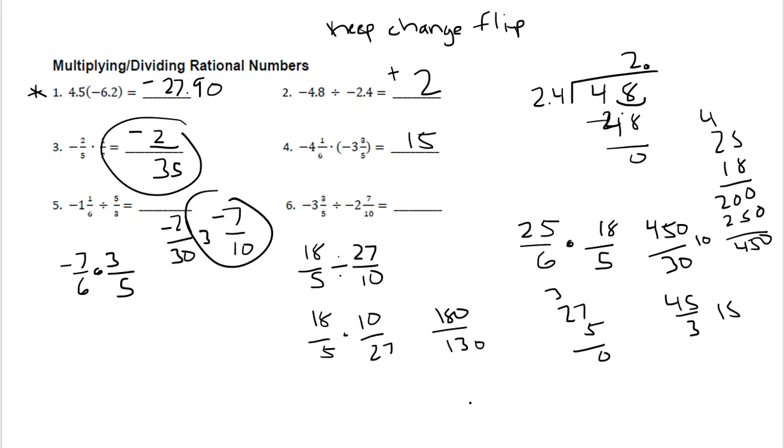And we just need to simplify. So 10 goes into both of those, so that would be 18/13.